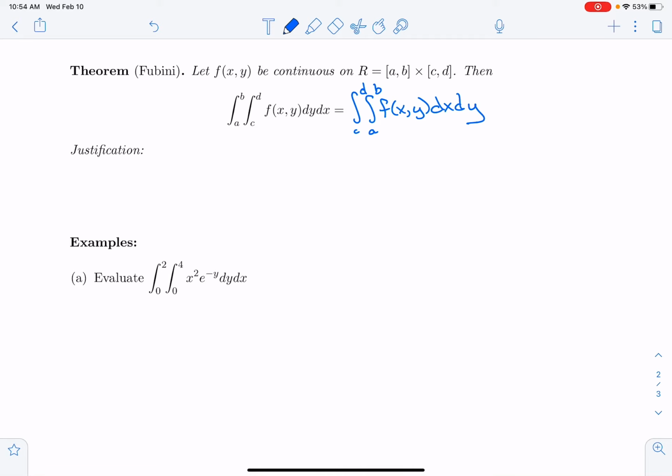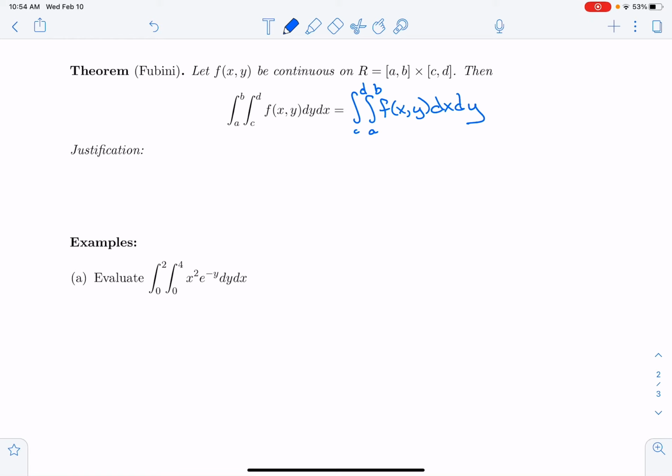So here, notice that the outer limits of integration always match the outer dx or dy, and then the inner limits of integration match the inner dx or dy. So we can switch the order of integration, but we are going to get the same result. This is a theorem due to Fubini.